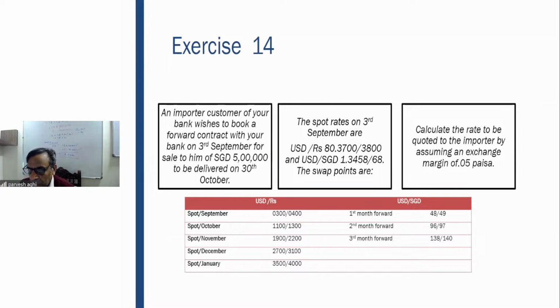Now, this is the spot rate on what? On 3rd of September. Now, the swap points after 2 months, that is October 30th, because these are interbank quotes which are given at the end of the month, so 1100 and 1300 would be the relevant swap points which we will be using. Then if you look at the Singapore US quote, it will be a 2 months forward point, which is 96/97, which we will be considering.